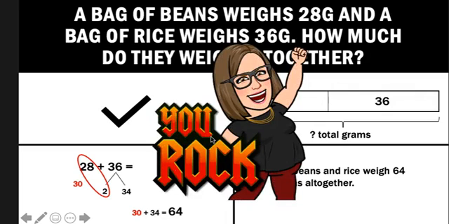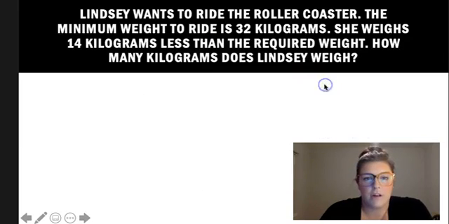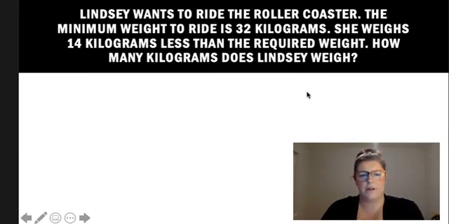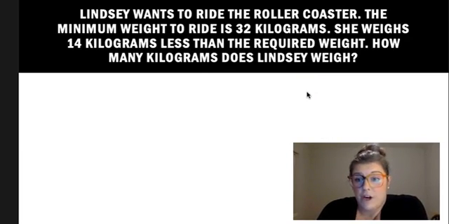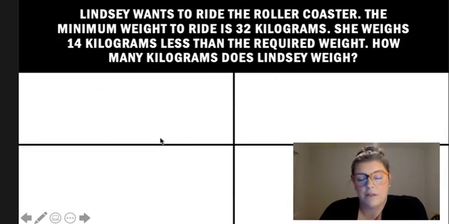Okay, this time we are going to try one together. So if you will get your whiteboard and your marker, here is the next one. Let's go ahead and read this together. If I'm going too fast, remember you can pause the video and catch up, and then you can unpause, okay? Make sure you split up your workspace for read, draw, write, write, so go ahead and split that up right now.